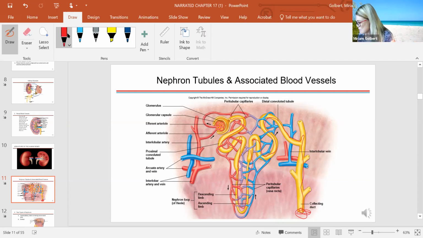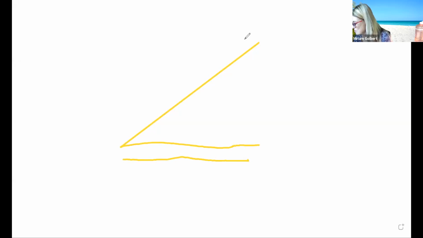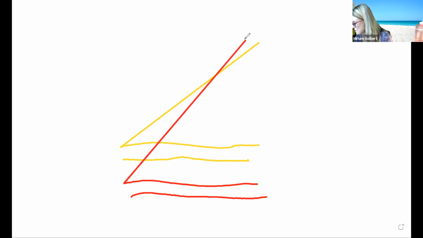Before we continue, I just want to make sure that you have this clear, so I'm going to do a little whiteboard here. Let's keep the same colors. These are the tubules, keeping the same colors, and then I'm going to do red for the vessels, the peritubular capillaries.